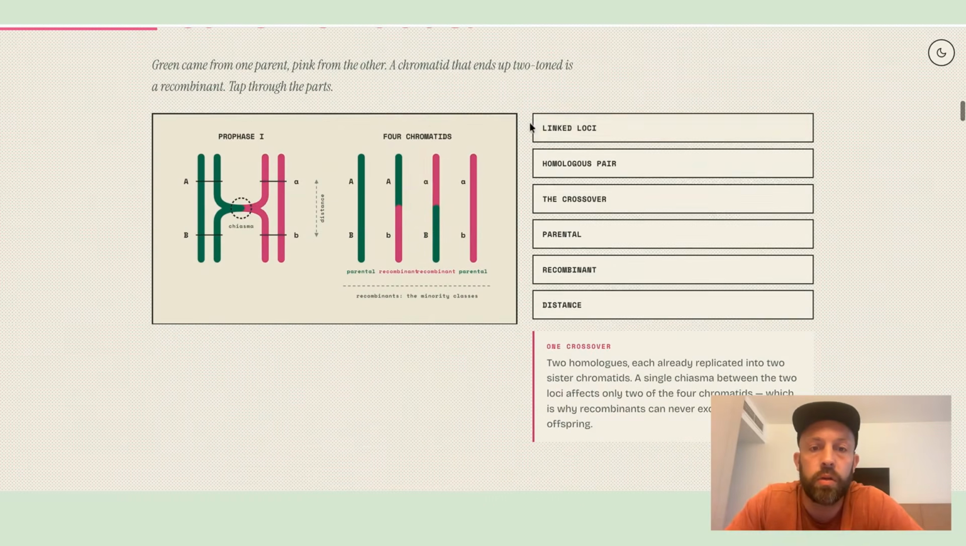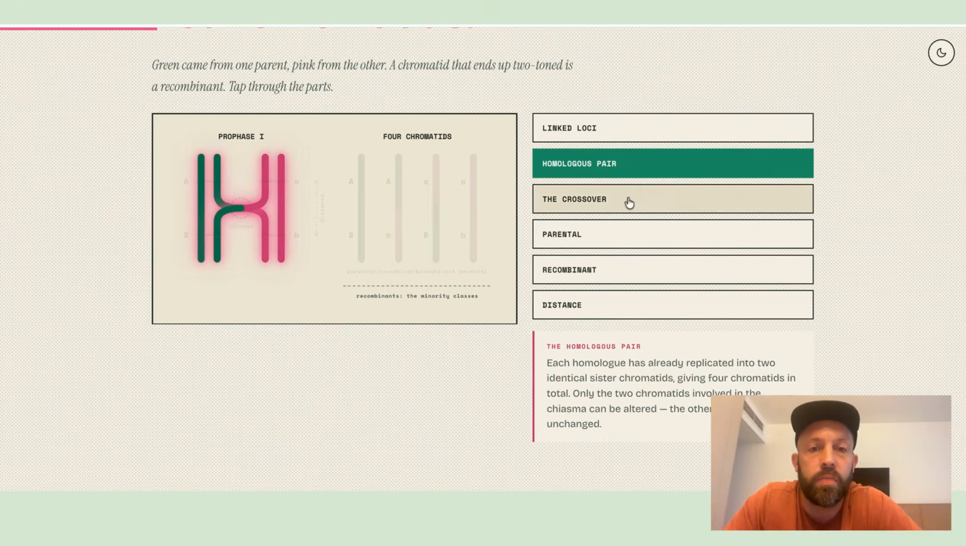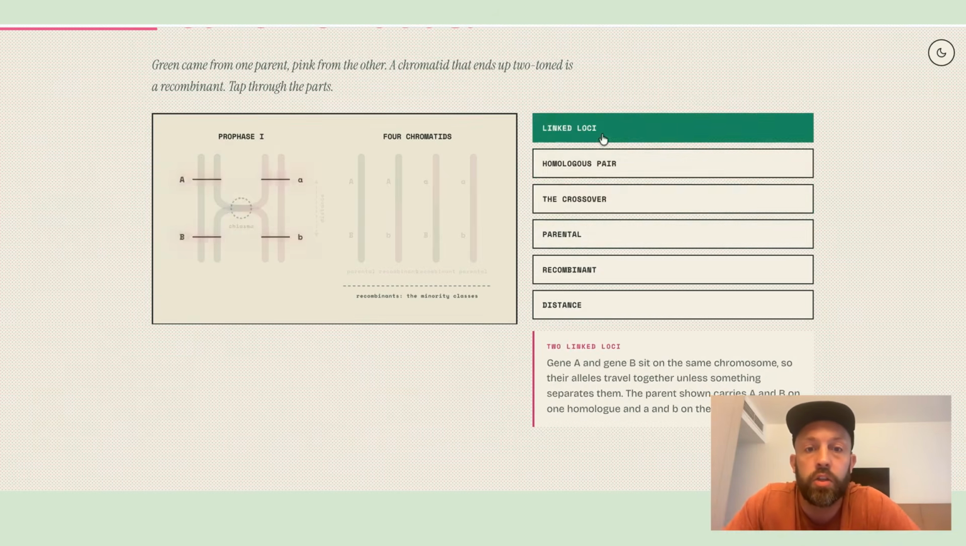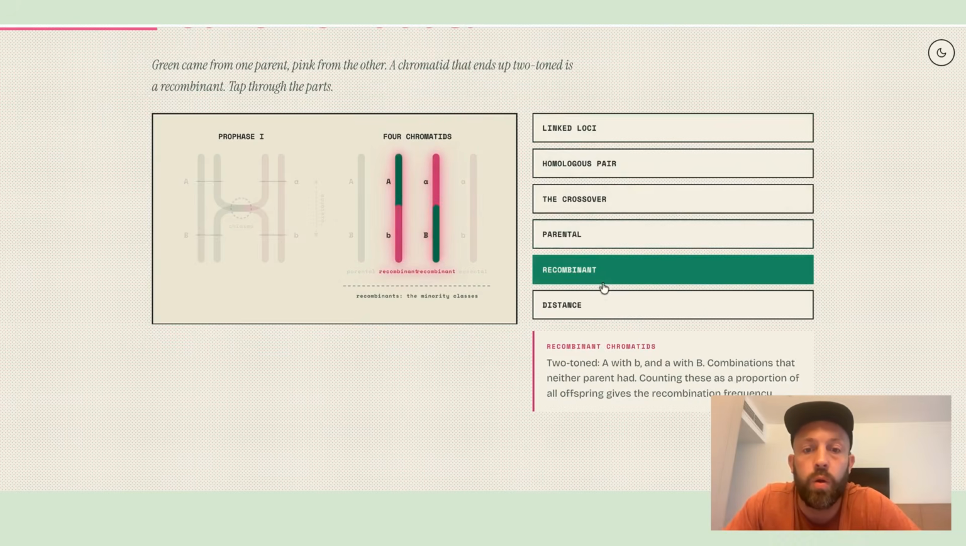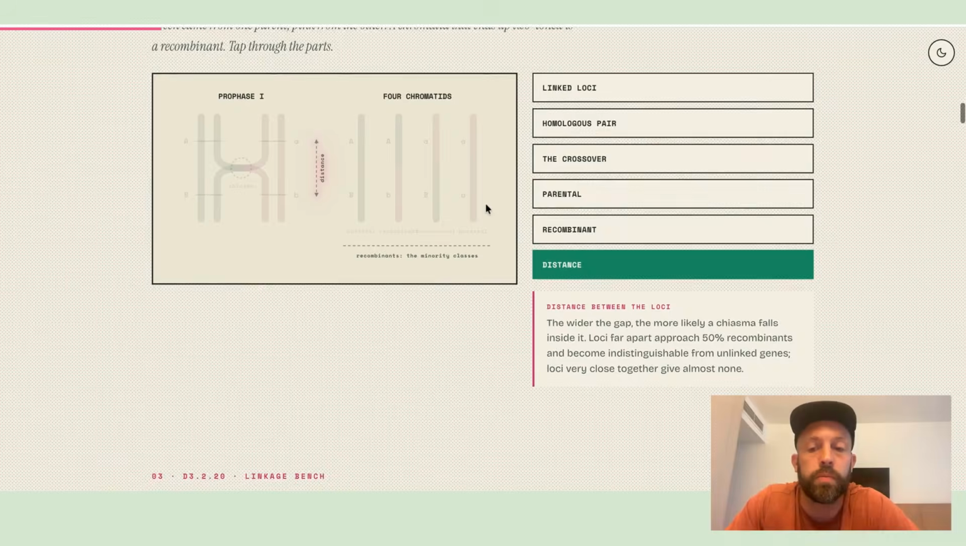So here's a nice little diagram. Remember, this is in my interactive lesson that you can get on my site for you to go back through. What I like about this is that I've made it so that all those key parts, like the chiasma and the linked loci of those genes, can all be found at the click of a button, and it will highlight and show you the distance, like the distance here between A and B on the same chromosome.